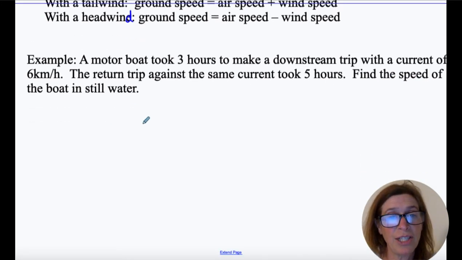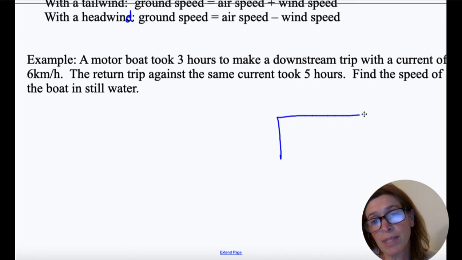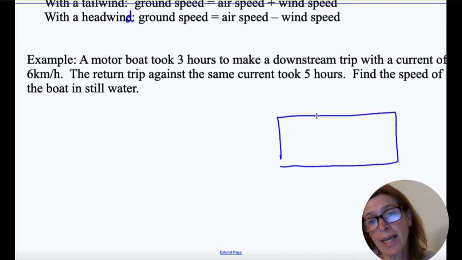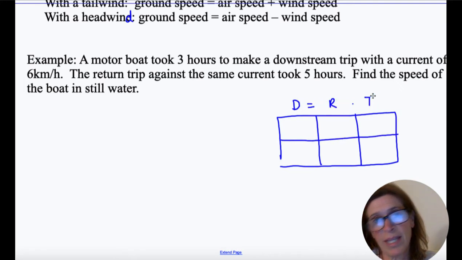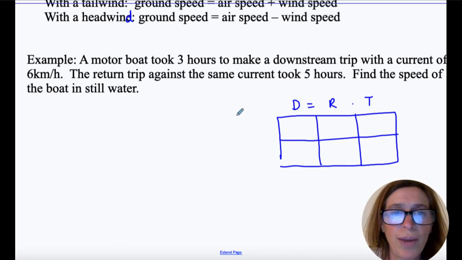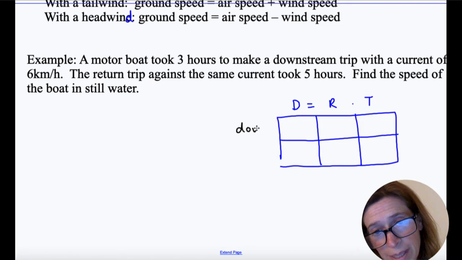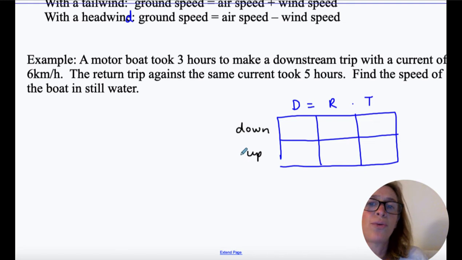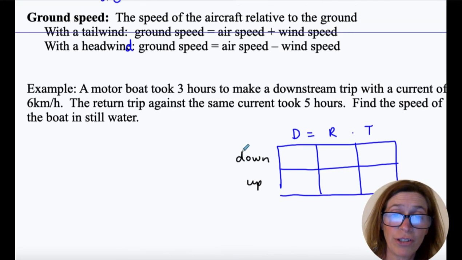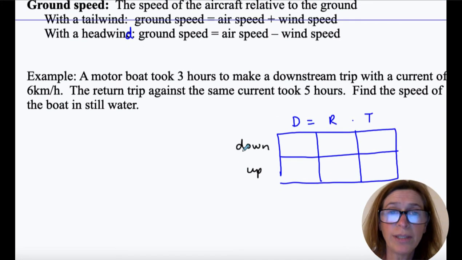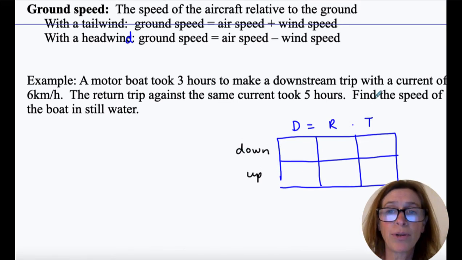So typically what I like to do is make a distance equals rate times time chart. And I think I gave you space for that in the notes. All right, so we have D equals R times T. Okay, so then we also have the downstream, so I label the side, and we have the upstream, okay? All right, so remember upstream is making it harder, so it's going to be going slower. All right, so the motorboat took 3 hours downstream with the current, okay?